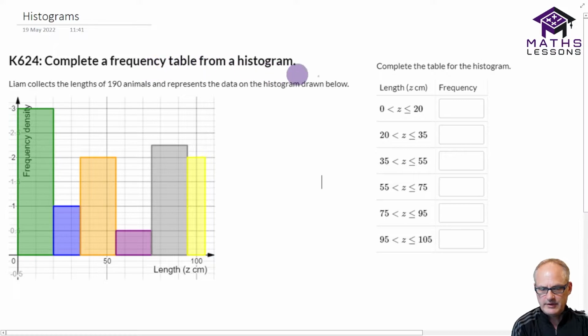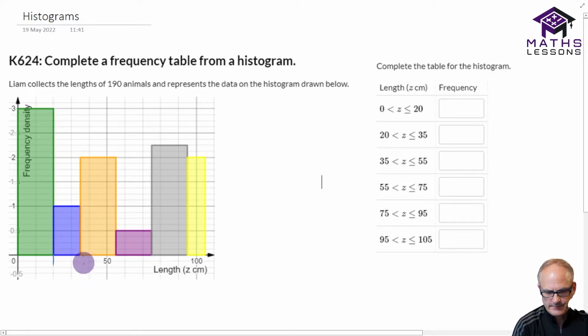Okay, now we're going to do the reverse. We're going to complete a frequency table from a histogram. Now, Liam collects the lengths of 190 animals and represents the data in the histogram below. Now, I'm going to just assume that it's a simple one from this Dr Frost K624. So the area will give me the frequency.